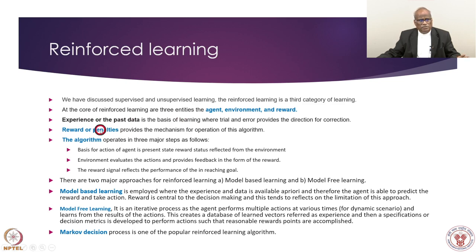So the algorithm operates in three major steps. The first step is the action of the agent in the present, towards the status reflected from the environment. So what is the environment? The environment evaluates the action and provides feedback in the form of reward, and then the reward's sign reflects the performance in further reaching the goal.